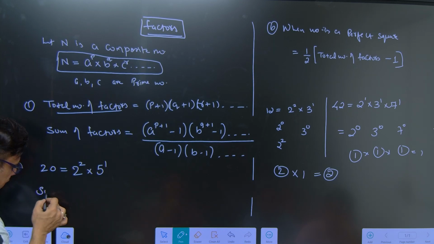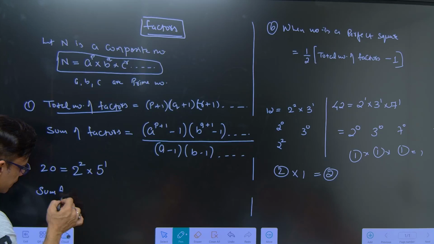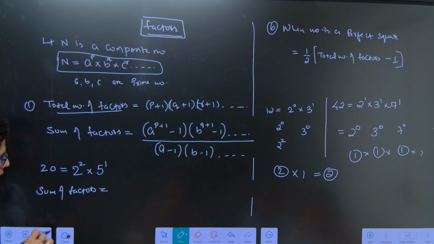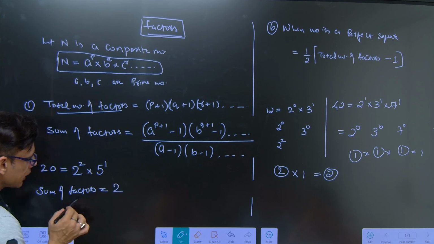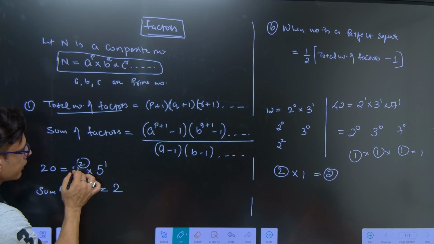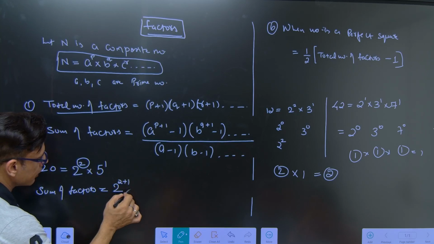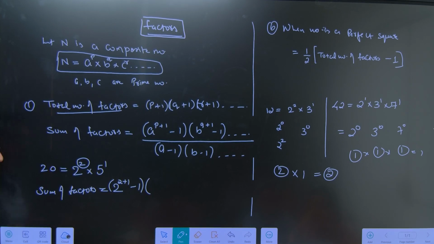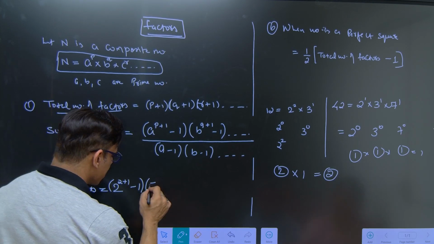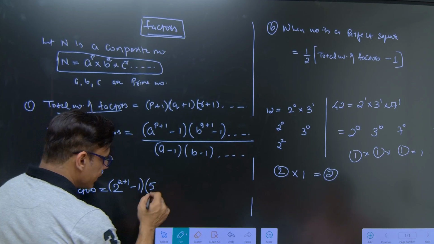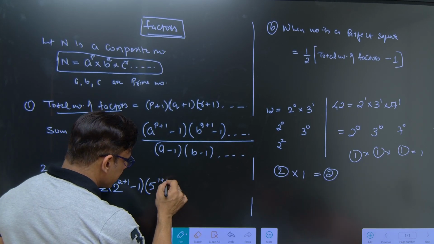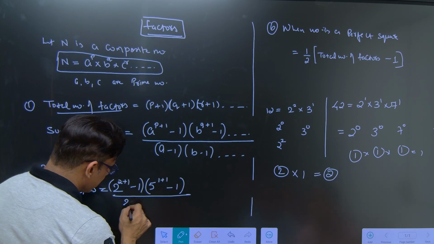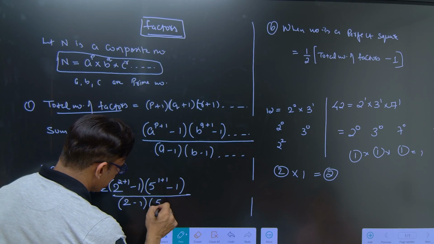So to find the sum of factors, you take this a, which is 2 raised to the power 2 plus 1, whole minus 1, into b. What is b? 5 raised to the power 1 plus 1, minus 1, divided by 2 minus 1, 5 minus 1.